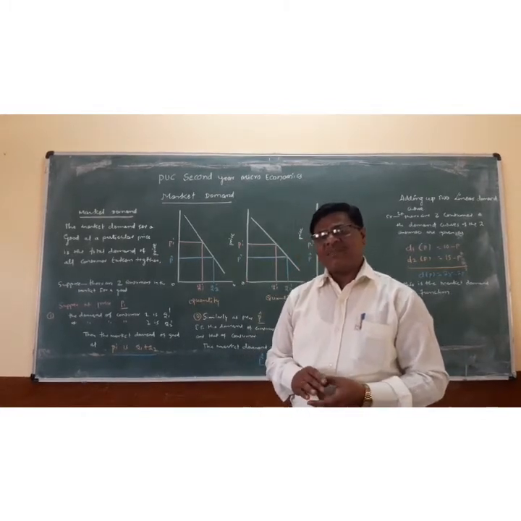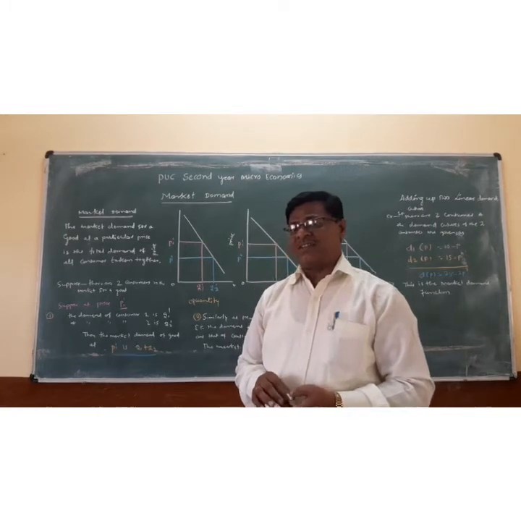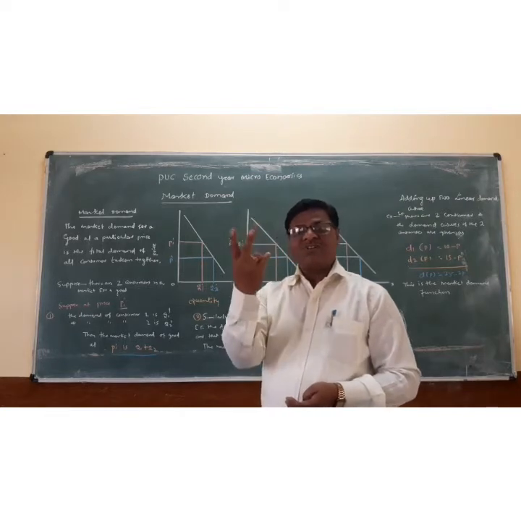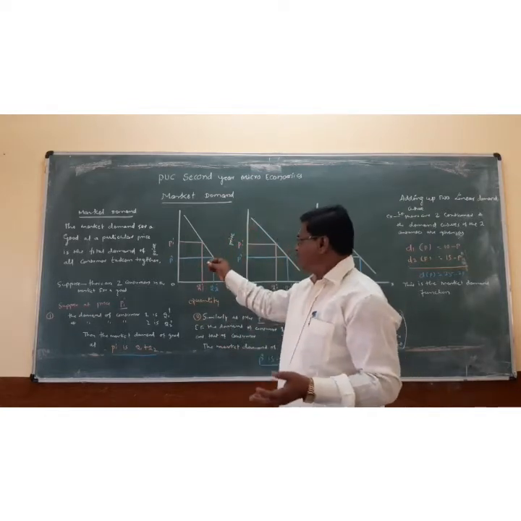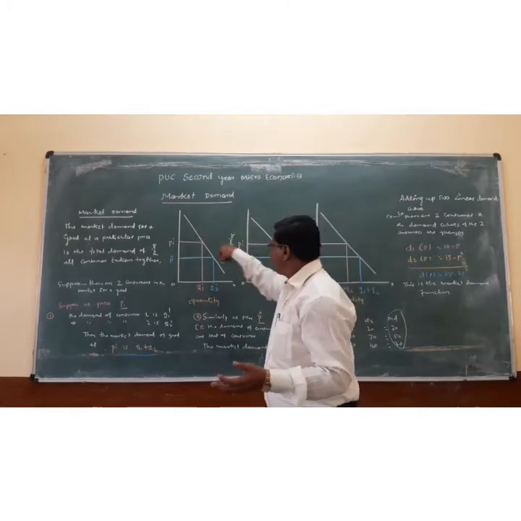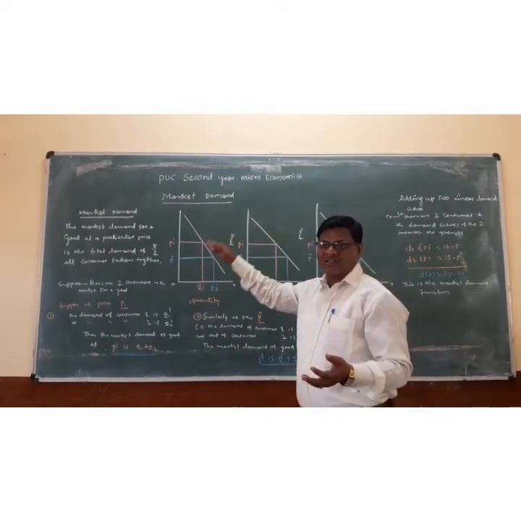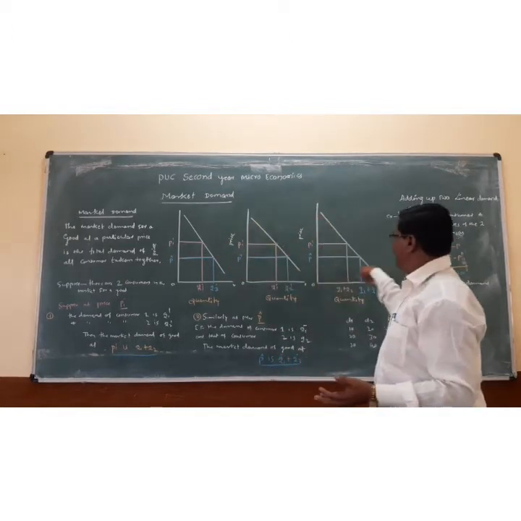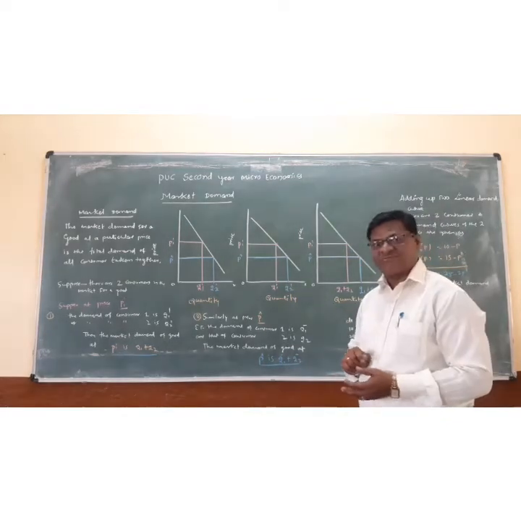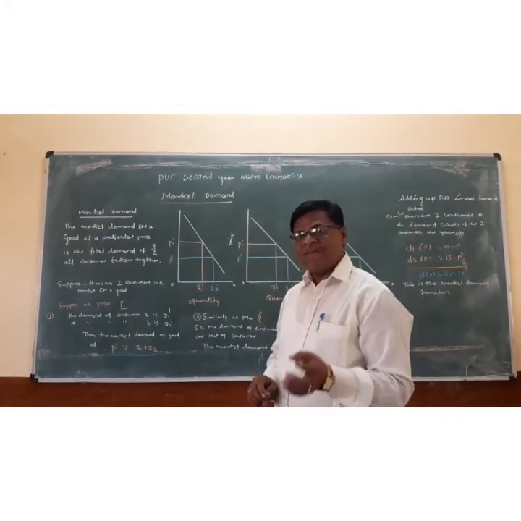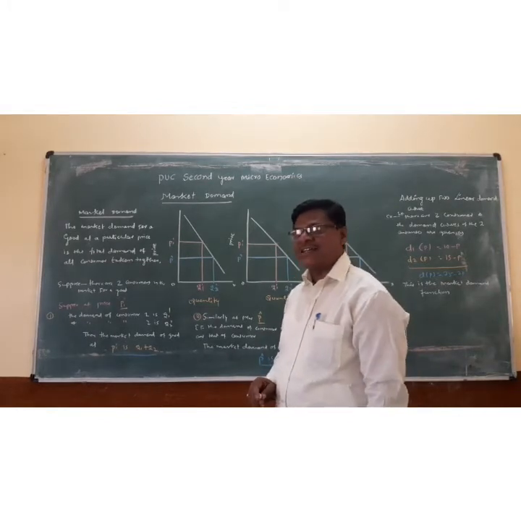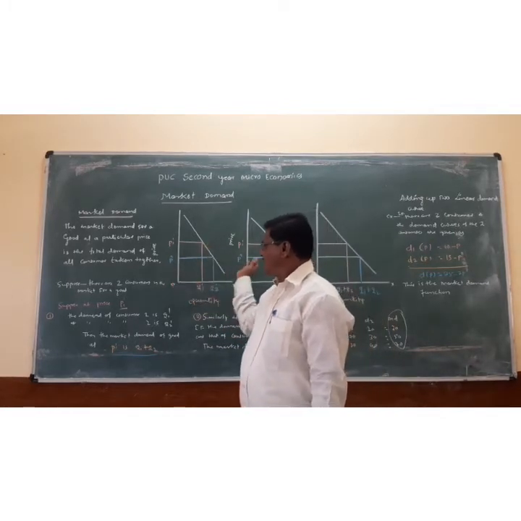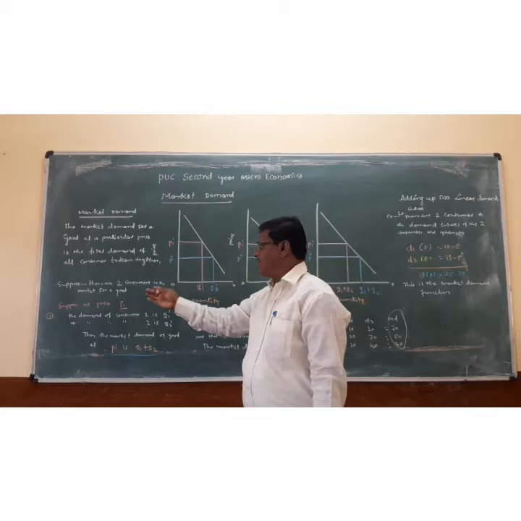Suppose there are only two consumers in the market, and these are the demand curves of the two individuals. This is the market demand curve shown graphically. Suppose there are two consumers, A and B, in the market for a good.